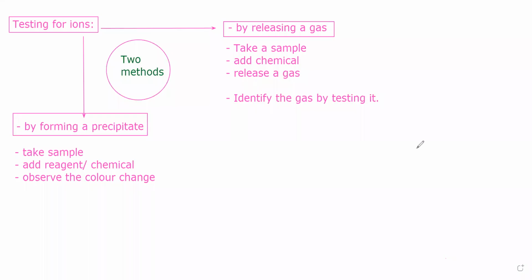Okay, so since we already know about two methods of testing for ions, we are going to talk about the first method, which is forming a precipitate. We are going to use this method for identifying cations first. This is what we are going to do. So let's go to our next slide.